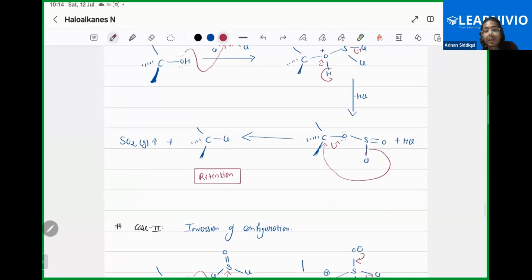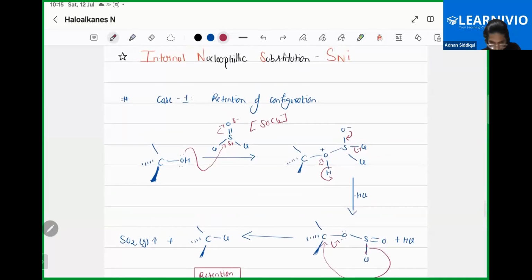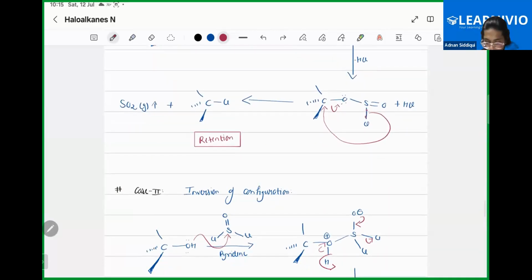Now, internal substitution means this chlorine is now going to attack at this carbon and internally you will get your product. This is retention. You are not getting inversion. This is your retention. So what you understand here?